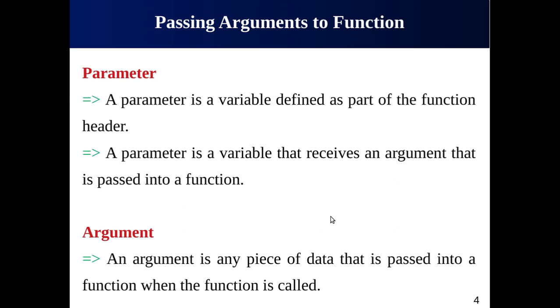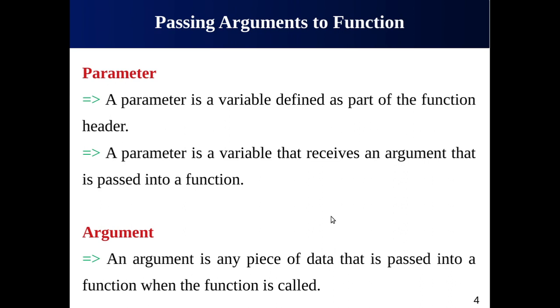Before going into the details of this topic, let us discuss some terminologies associated with passing data into functions. Unfortunately, many developers use the terms argument and parameter interchangeably, but it is important to note that there is a difference between the two. A parameter is actually a variable that is defined as part of the function header and is used to make data available within the function itself. You can say that a parameter is a variable that actually receives an argument that is passed into the function.